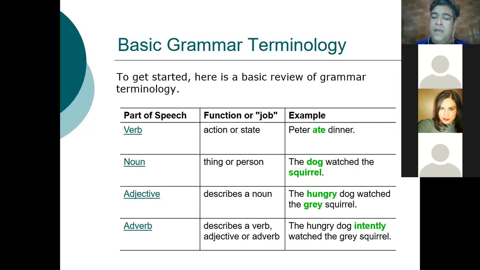For example, the hungry dog intently watched the gray squirrel. Intently is modifying what? It is modifying the verb, watched. You understand? For example, when you say the word in Spanish caminar, how can you modify that word with an adverb? For example, he was walking slowly. Okay, yes. Or maybe rápido, caminar rápido would be an adverb.